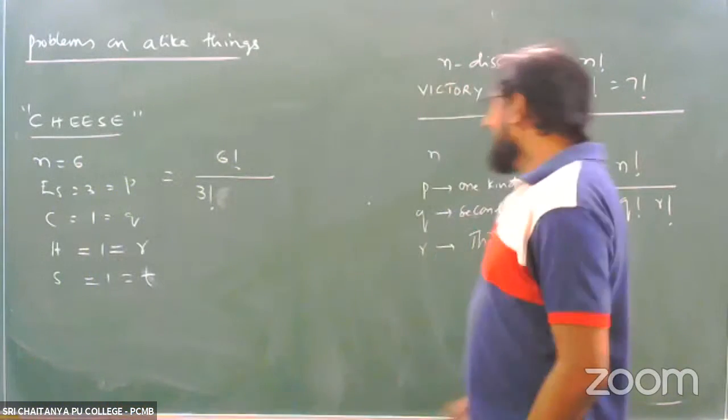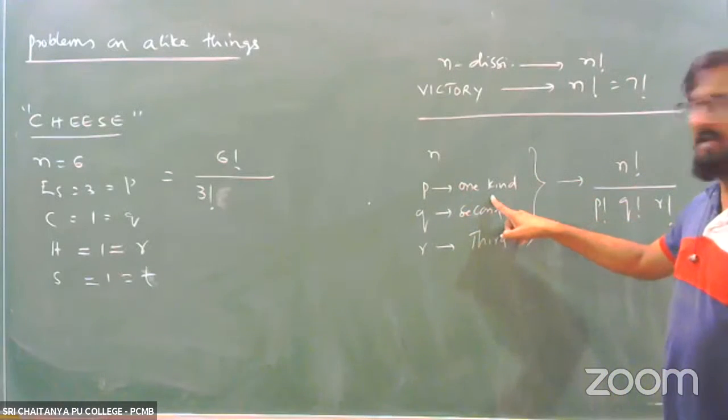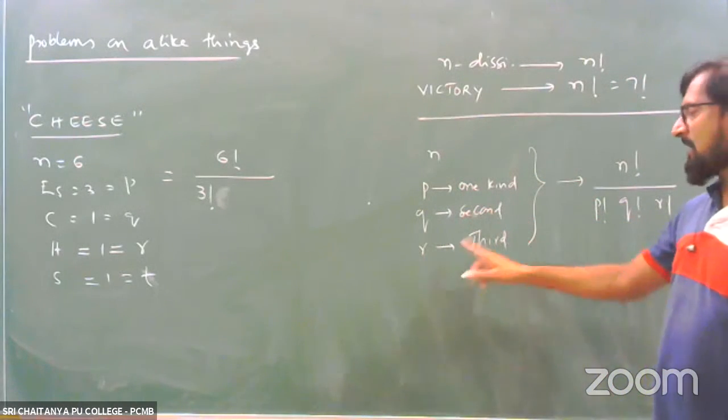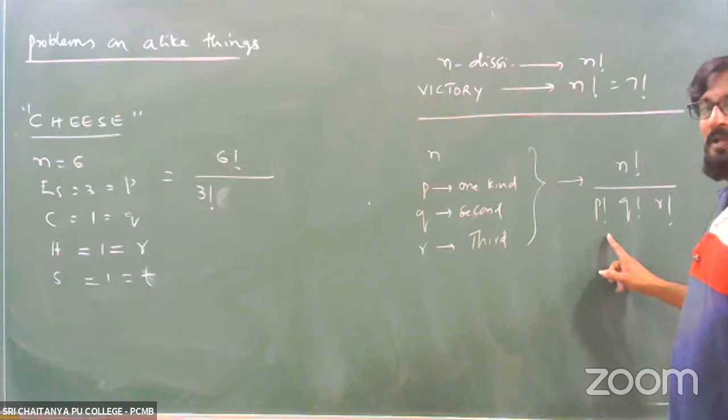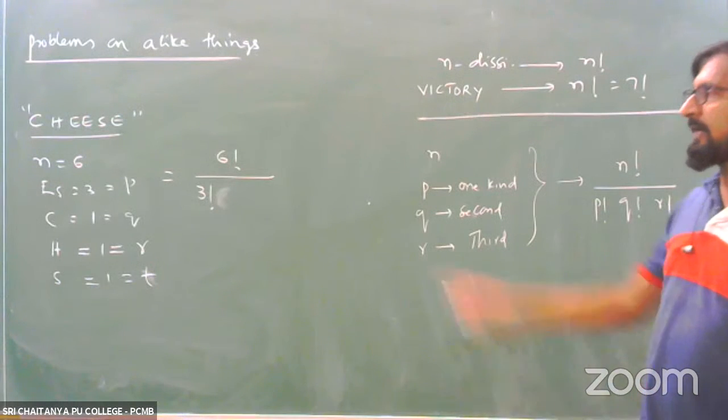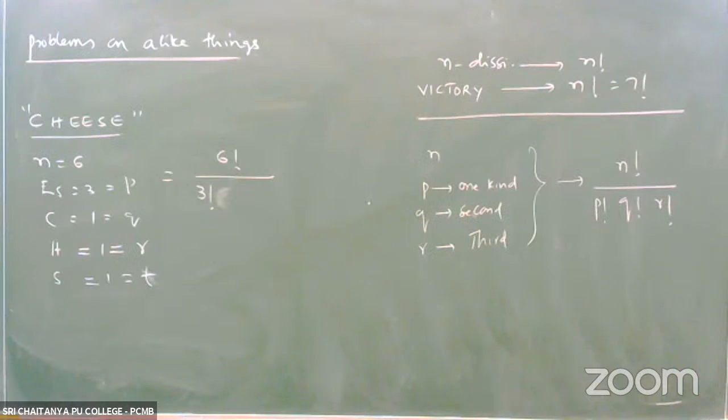Among n things, if p things are of one kind, q things are of second kind, r things are of third kind, then the required number of permutations is equal to n factorial upon p factorial into q factorial into r factorial. You take the screenshot of that one. I took one example. Of course, you are going to get the problems on this one. Take down this problem. Take the screenshot of this. Now I am going to share the exercise.